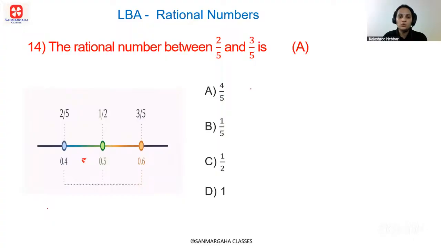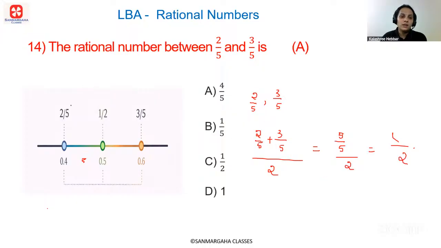Question number 14. The rational number between 2 by 5 and 3 by 5 is: A) 4 by 5, B) 1 by 5, C) 1 by 2, D) 1. So the rational numbers we have are 2 by 5 and 3 by 5, correct? To find the number between these two, we take the mean of these two numbers. 2 by 5 plus 3 by 5, divided by 2, is equal to 1 by 2.